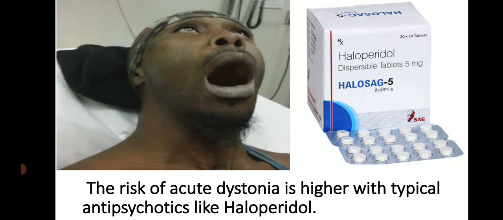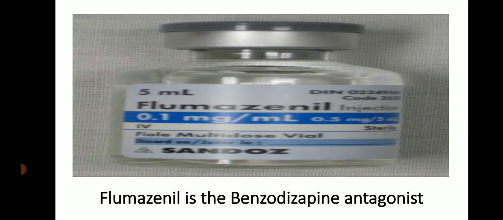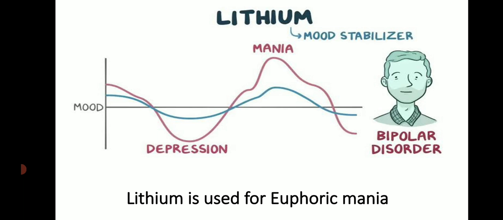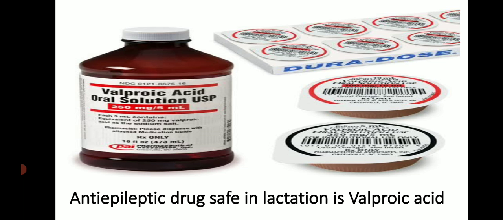The risk of acute dystonia is higher with typical antipsychotics like haloperidol. Side effect of valvular heart disease is seen with pergolide. Flumazenil is the benzodiazepine antagonist. Lithium is used for euphoric mania. NMDA antagonist used in Alzheimer's disease is memantine. Anti-epileptic drug safe in lactation is valproic acid.